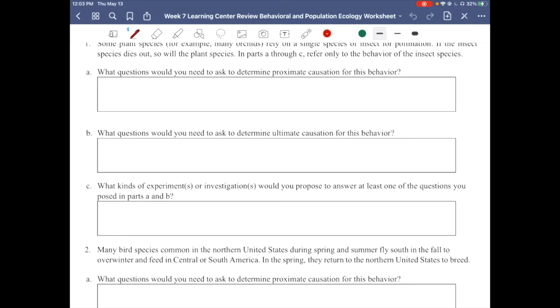All right, so the first question, or question A, is asking us about proximate cause. So we need to look at what mechanisms enable the organism to behave that way, and we're looking at it in terms of the insect species. So some questions we can ask are, what are the specific characteristics of the orchid and the insects? This will help us figure out some of the mechanisms.